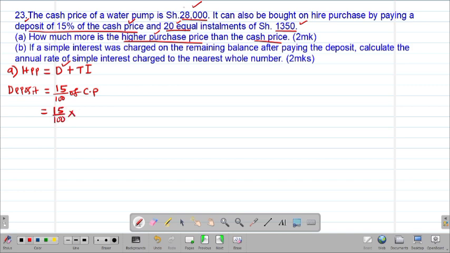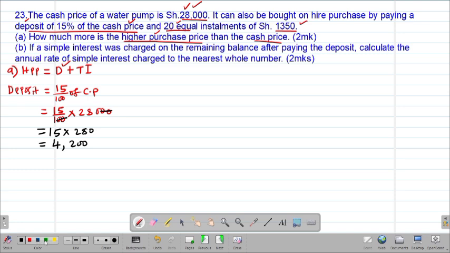Of course, the cash price was 28,000 shillings. So these two zeros are going to cancel out, so we'll have 2 zeros and 2 zeros cancelling out. So it means that our deposit will be 15 multiplied by 280 shillings. If you feed 15 times 280 on the calculator, you're going to get 4,200 shillings as the deposit of that particular investment.